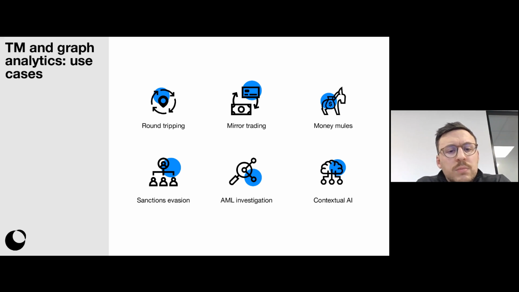So here are some well-known financial crime and money laundering schemes and use cases, as an example of how we can combine graph analytics to reinforce transaction monitoring, such as round tripping, mirroring, money mules, sanction evasions, AML investigation, or contextual AI. For example, you can also leverage a specific graph algorithm, such as centrality, to identify hubs within a network, to identify, for example, the collecting bank accounts that are collecting funds and dispatching them.